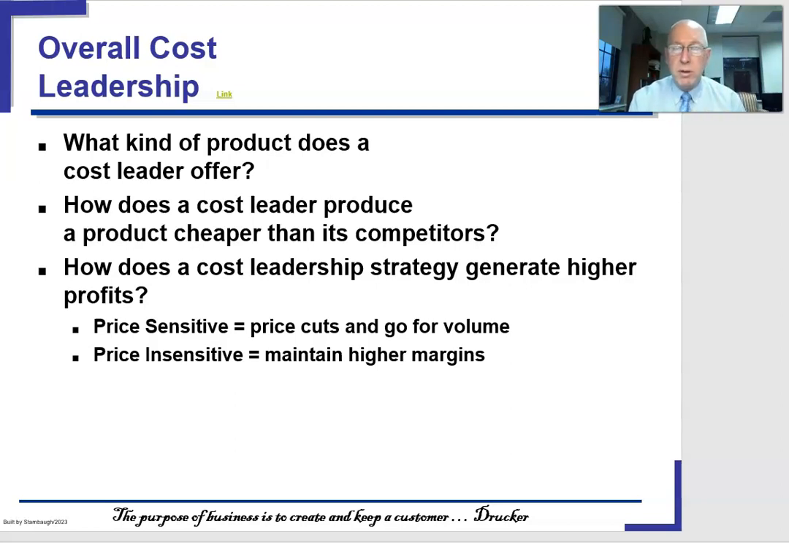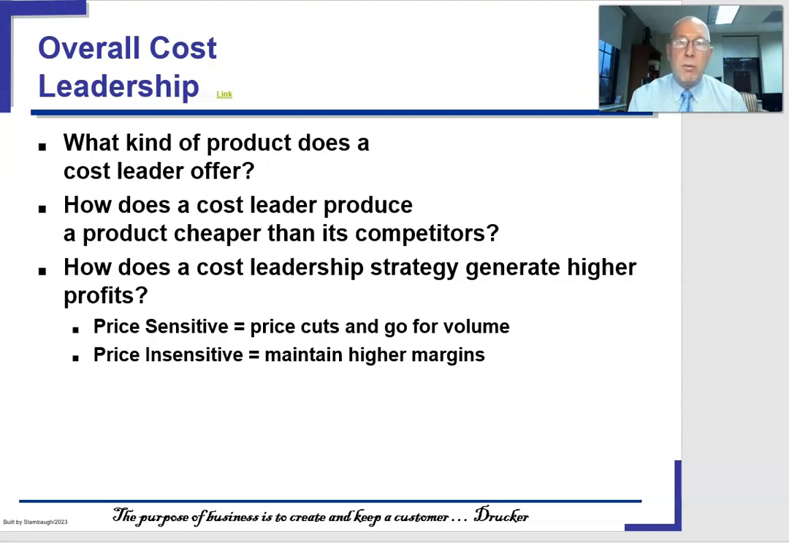Now, how does a cost leadership strategy generate higher profits? There are generally two pathways, and even though you don't have to tie it to price sensitivity, it makes the most sense if you do. If a cost leader is in a product market where the customers are quite price sensitive, then having a cost advantage allows them to slightly reduce their prices to the point where they still have the same profit margins as their competitors. But because they have that lower price, more people are going to prefer them, and that's going to lead to a greater volume of sales. I think arguably that's what Walmart does.